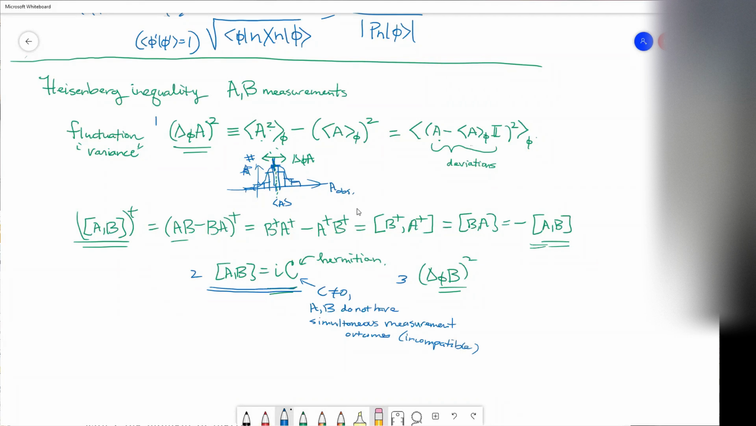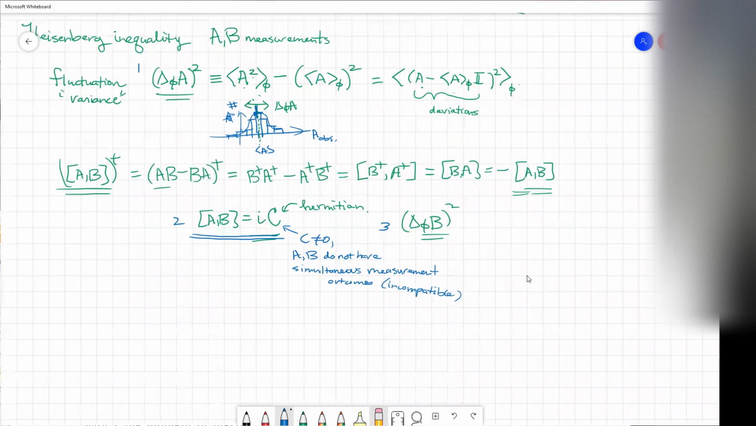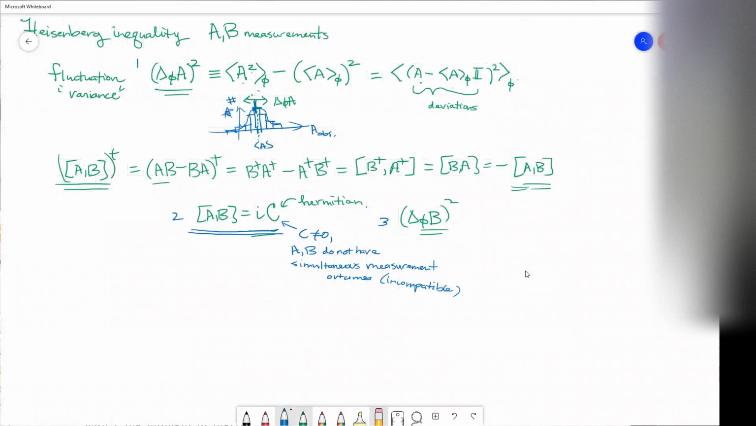Okay, but let's just go through the algebra now. Let's define A0 as A minus its average, and B0 likewise. These are the deviations. It's just to make the notation a little more compact. We'll denote them with a little 0. Let's look at the following.